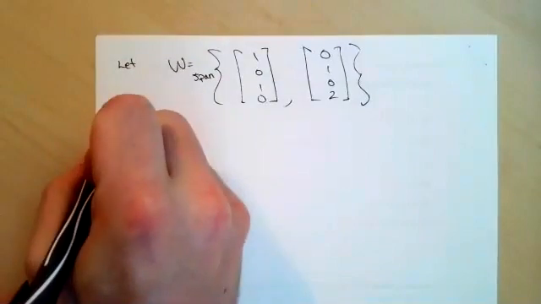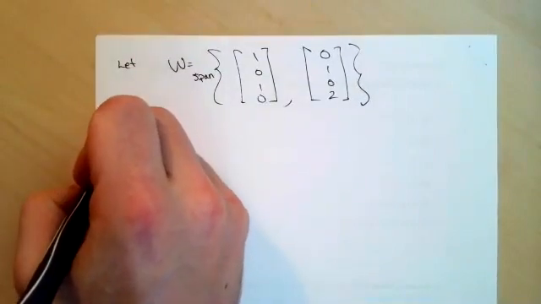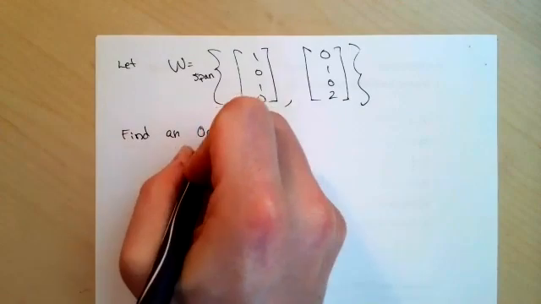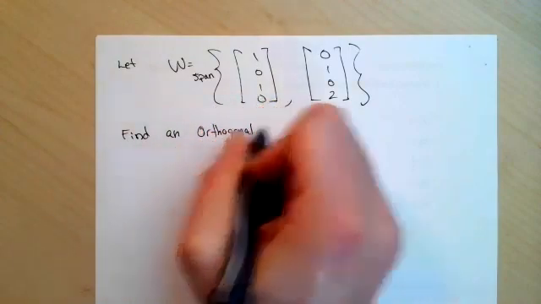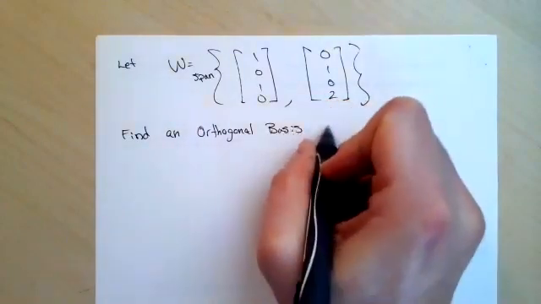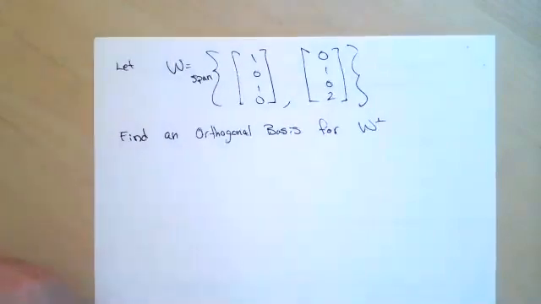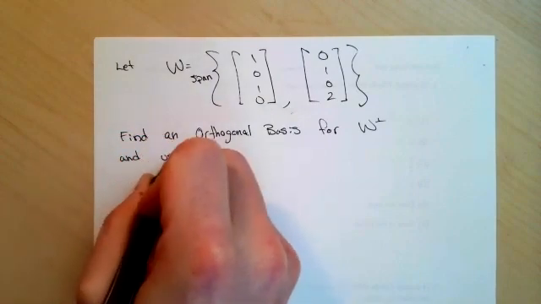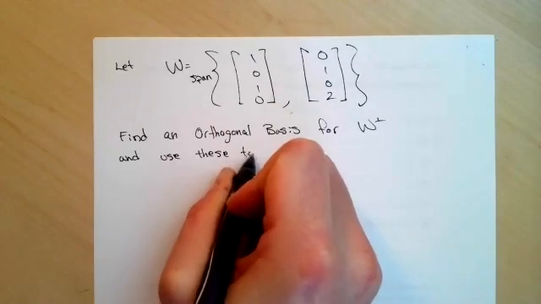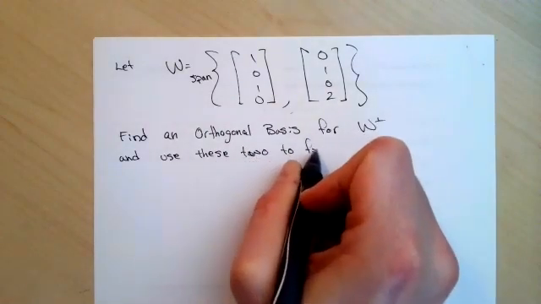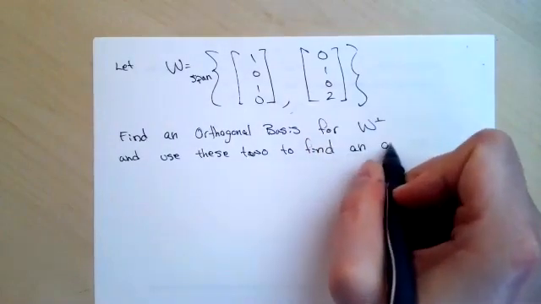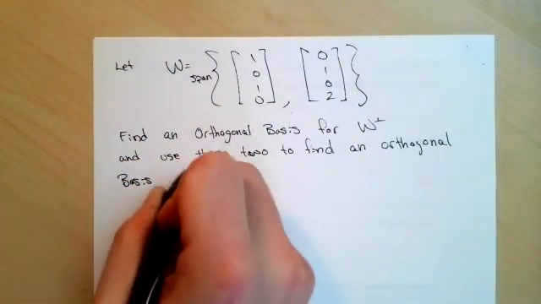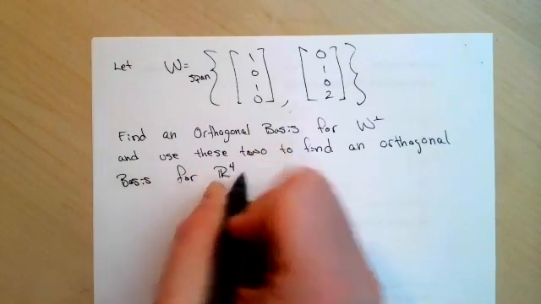We want to find a basis and orthogonal basis for W perpendicular and use these two to find an orthogonal basis for R4.